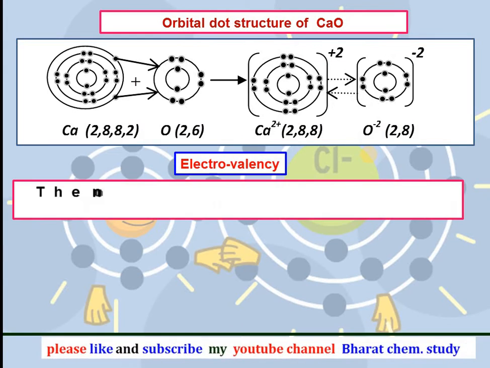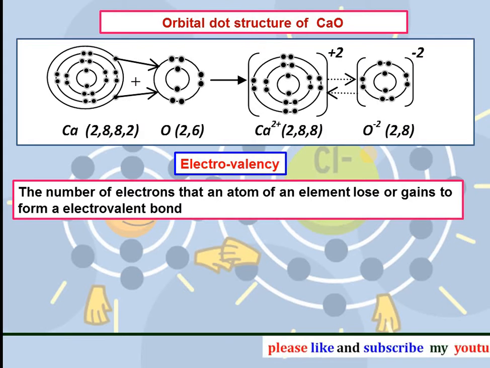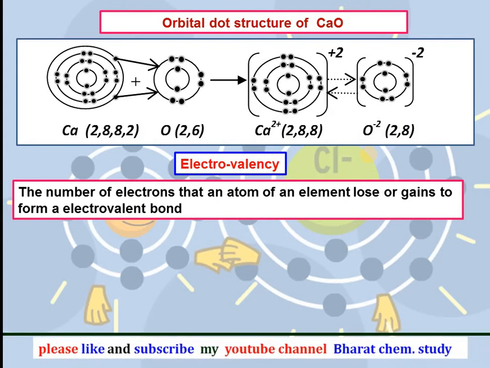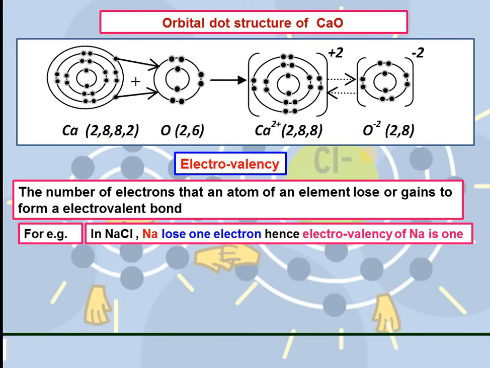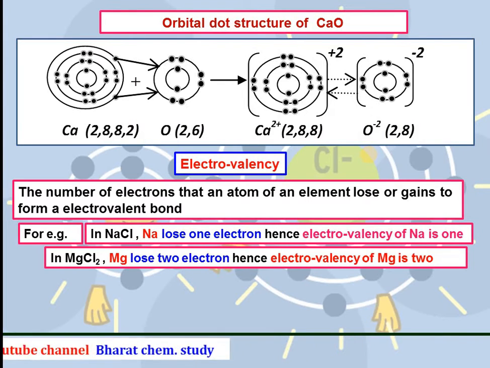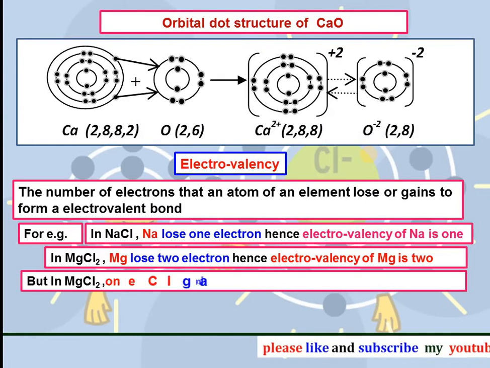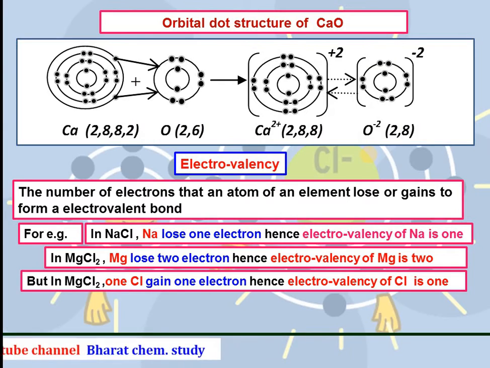The electrovalency: the number of electrons that an atom of an element loses or gains to form electrovalent or ionic bond is called its electrovalency. For example, in the formation of NaCl, sodium loses 1 electron, hence the electrovalency of sodium is 1. Similarly, in MgCl2, magnesium loses 2 electrons, hence the electrovalency of magnesium is 2. But in MgCl2, 1 chlorine gains only 1 electron, hence electrovalency of chlorine is only 1.